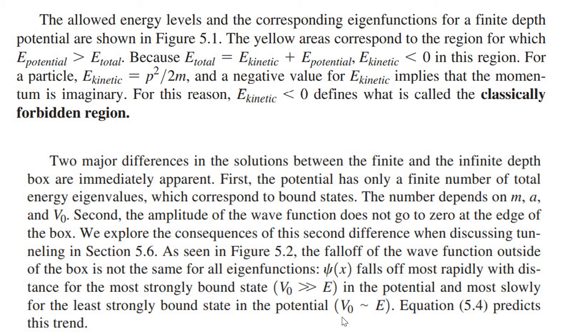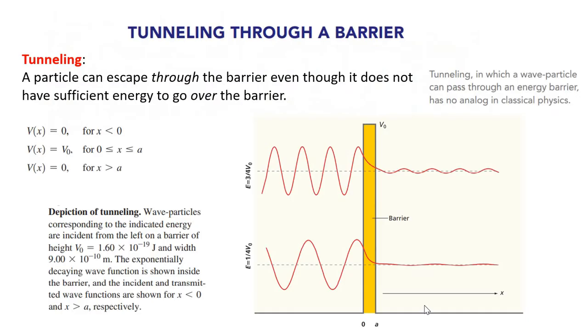So what happens? For the lower levels it falls off very fast, and for higher levels, as E increases and approaches the box barrier height V0, it falls off most slowly for the least strongly bound, that means the higher levels. So what that means, we'll see from the following figure. It will be very clear. Yeah, this is the figure.